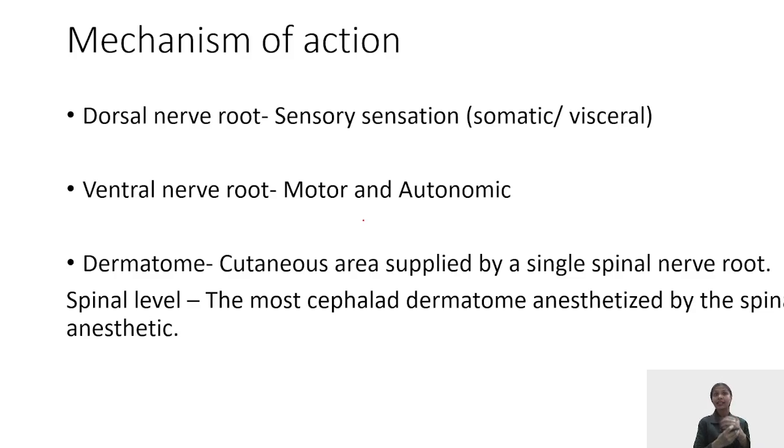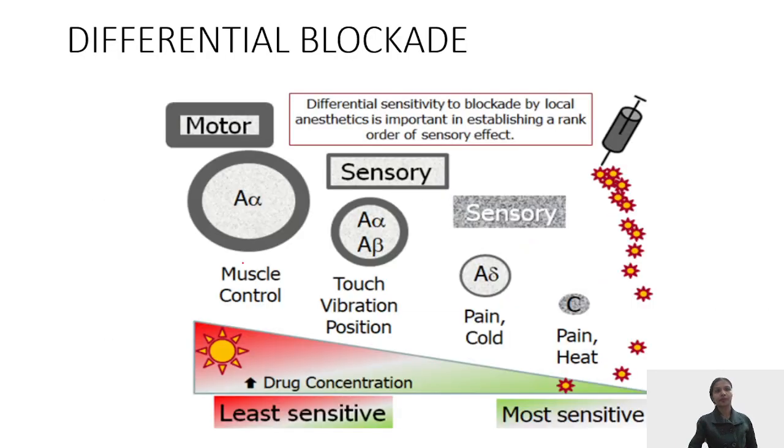So when we say let's block till T4 level, it means you have to block till the dermatome T4. So a dermatome is a cutaneous area supplied by a single spinal nerve root. That is your dermatome. We have already studied this in our local anesthesia class. It is just a recapitulation because it's important when we talk about spinal anesthesia.